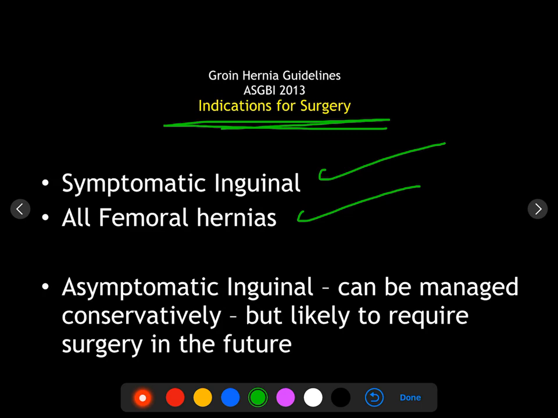Look at the referral we mentioned a little while ago, the speed of referral. If you have a symptomatic inguinal hernia patient, he must have the operation, but it is routine. If it is symptomatic and irreducible, this is urgent. If a woman, it is urgent. But if it is obstructed or strangulated, this is an emergency. So the indication for surgery is a symptomatic inguinal or femoral hernia, while an asymptomatic inguinal hernia can be managed conservatively.